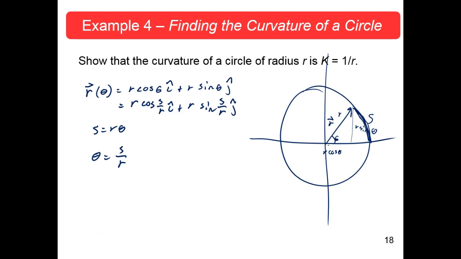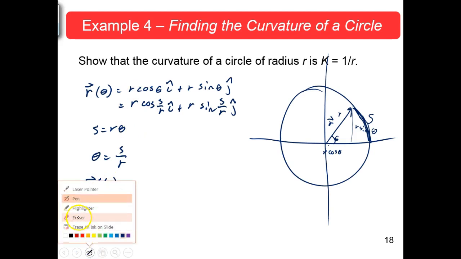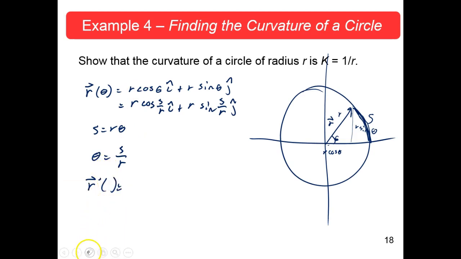Now let's take our derivative of that, r prime of theta, only now it's going to be r prime of s. Because r is a constant here, this is going to be r prime of s, because that's the only thing that's varying. Your radius is fixed; it's not changing. So let's take the derivative of this one, and what do you get?